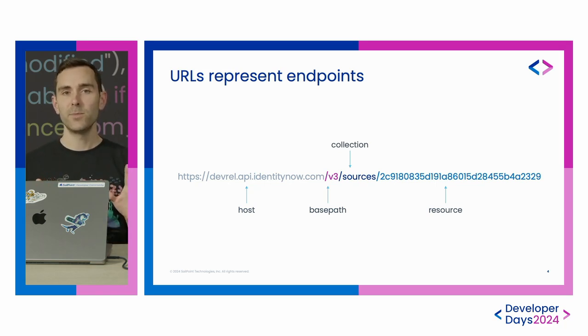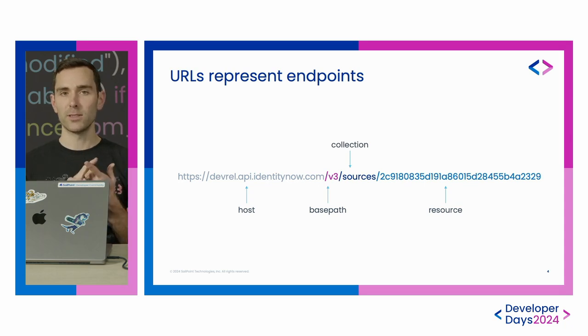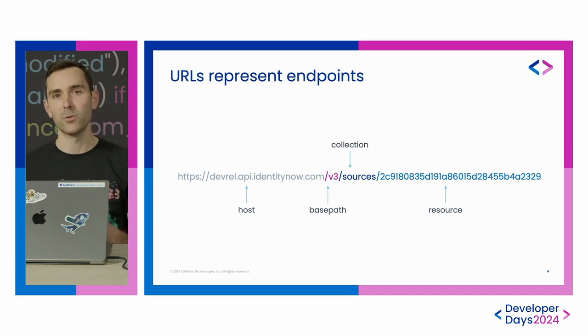Next, after the hostname, you'll see a base path. This is a static piece of URL that doesn't really change between different endpoints, and it's usually an indication of maybe a certain collection or a version of the API that you're working with. Usually after a base path, you'll have a collection identifier. So this would be, in this case, like sources, access profiles, roles. Collections are really just a name given to a collection of similar objects that you're going to be interacting with. And finally, after the collection, typically what you'll see is a resource identifier, which identifies a single object within that collection.